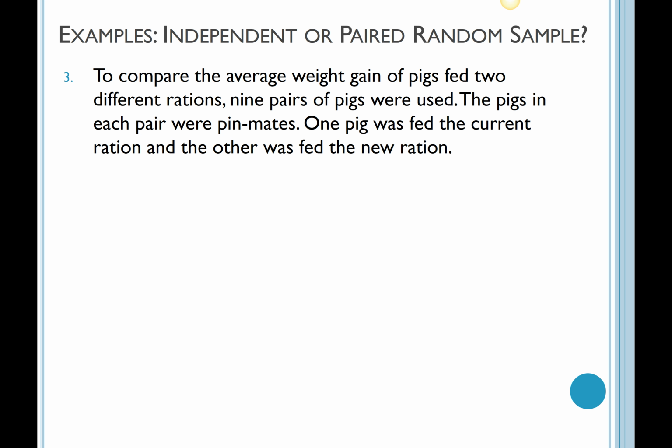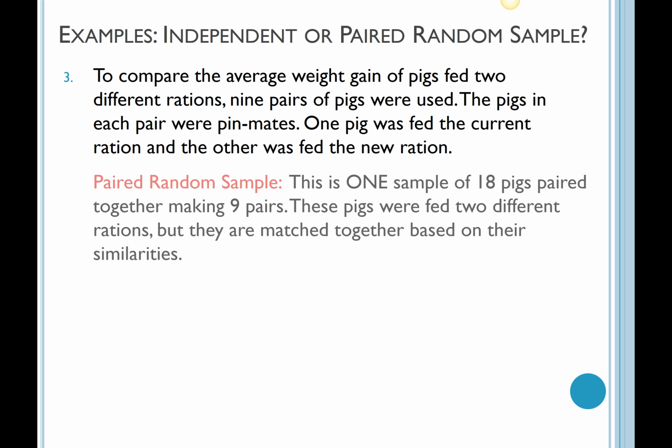All right, and if you guessed it was paired, you were right. So this is, again, one sample of 18 pigs that were paired, making 9 pairs. These pigs were fed 2 different rations, but they were matched together because of their similarities. So you're assuming that the pigs are the same breed, same height, same weight, same color. Keep them as similar as possible, but then you're going to feed them 2 different rations and figure out which one is going to increase the weight gain, because you want them to be, I guess, as fat as possible. Who knows?